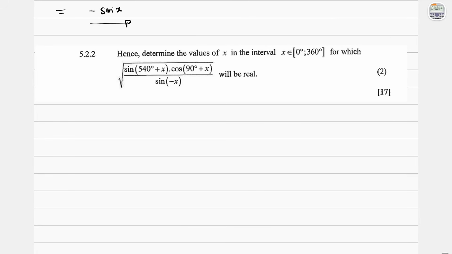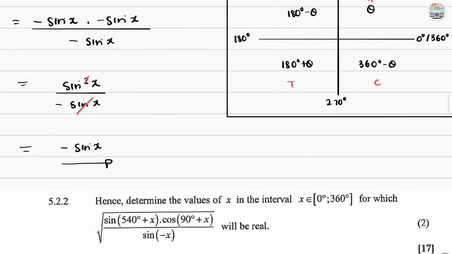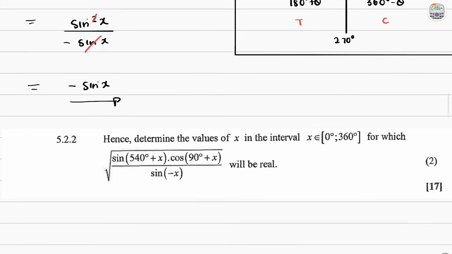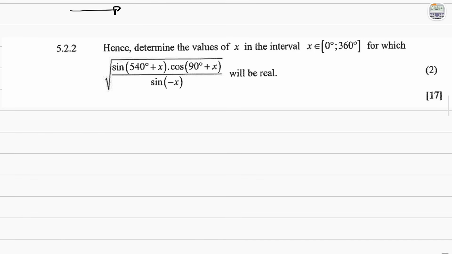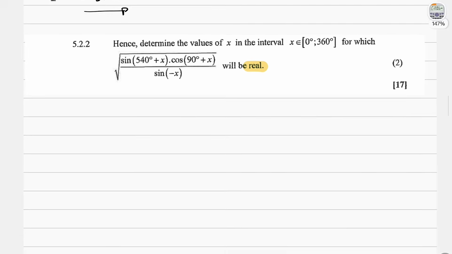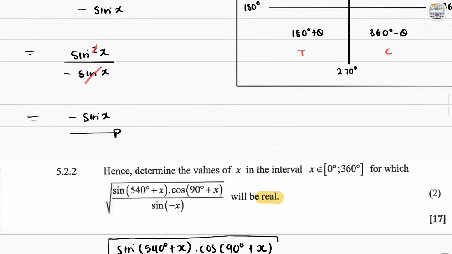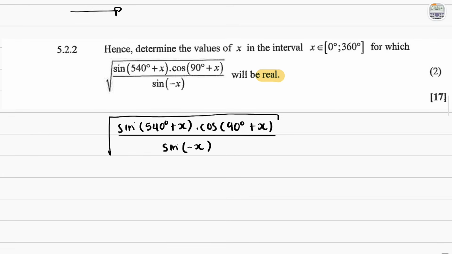The last question for question 5 says, hence, determine the values of x in the interval, so it's going from 0 degrees to 360 degrees, for which, and they take the expression we already had, and now they just put a square root, so for which this will be real. Okay, so we can just work with a simplified form of this. We know that all of this simplifies to negative sine x.